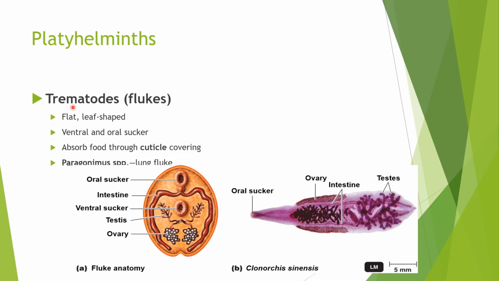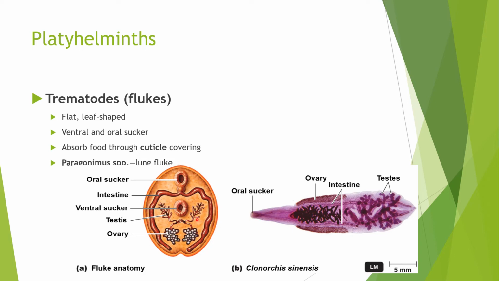One of the classes that we're going to talk about is a class known as Nematodes or flukes. Now, Nematodes or flukes have a flat leaf-shaped body. So you can see this picture right here. And they have those oral suckers and ventral suckers. And those suckers are basically going to help hold the organism in place. So it's going to help that fluke attach to surfaces or to its host so that they can stay in place.